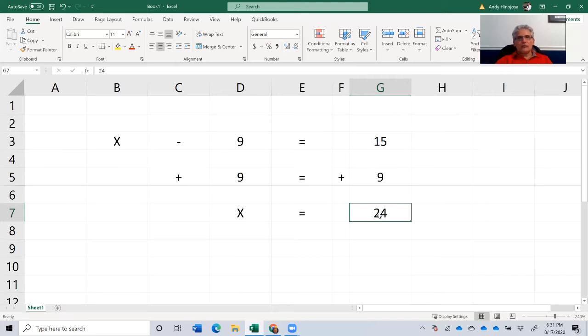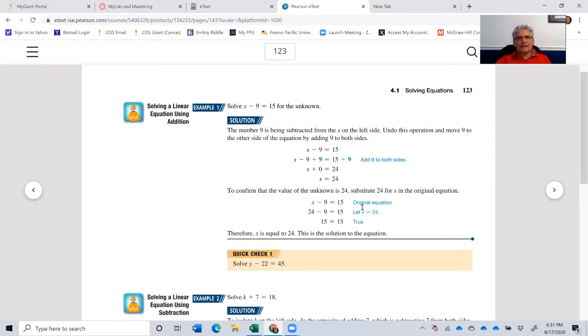If we want to check that, we simply replace the unknown variable with the solution of 24, and we just look at it. 24 minus 9 equals 15. That is a correct statement, and that makes x equals 24.